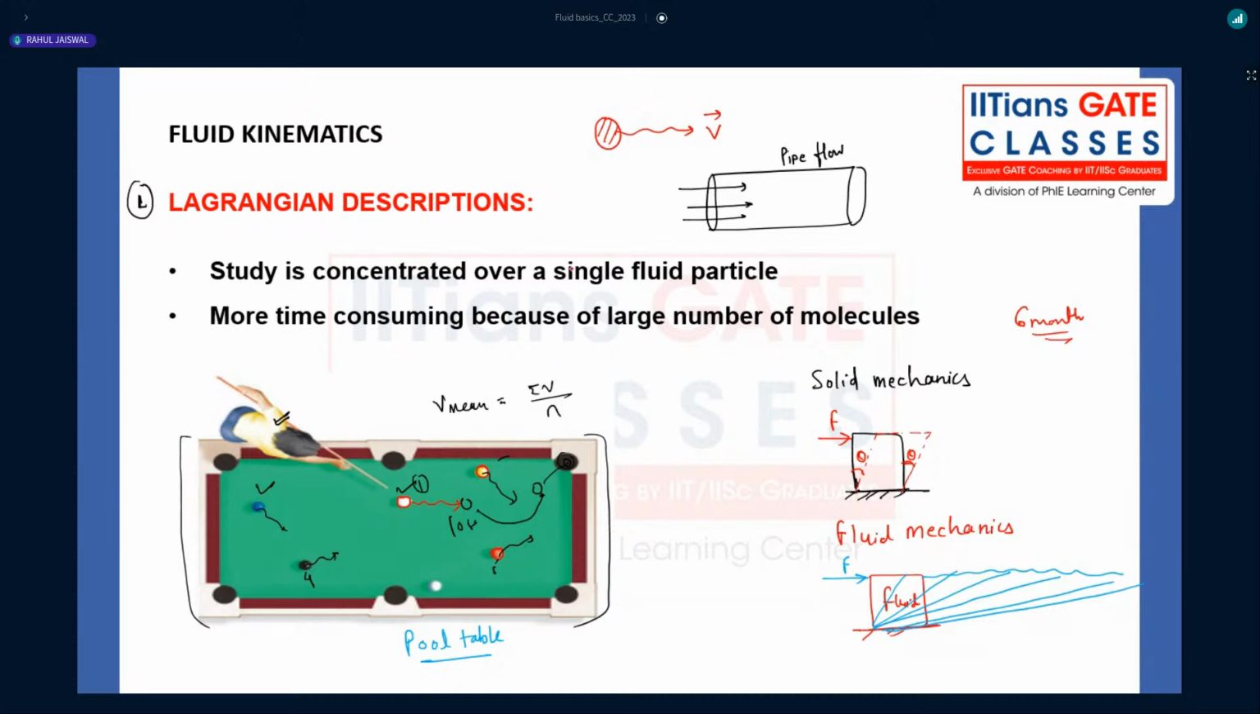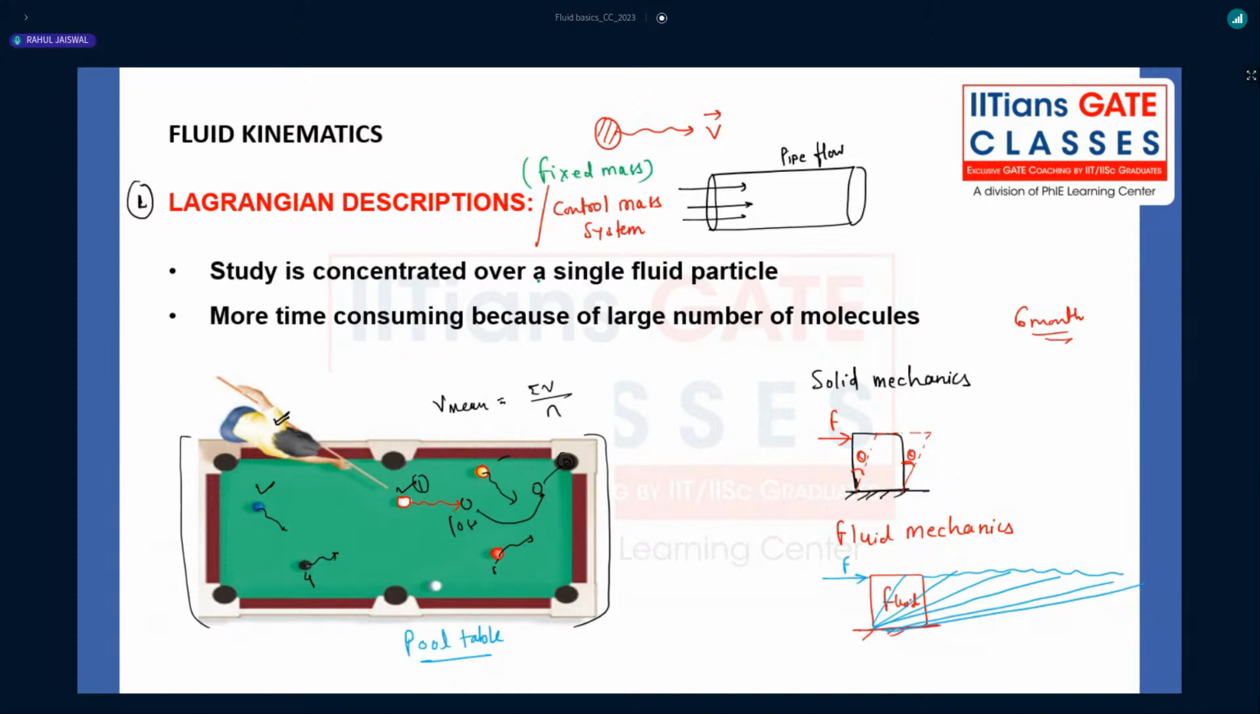The Lagrangian description we also call a control mass system. This thing you will understand in thermodynamics also. That is basically a fixed mass system, fixed mass system or control mass system, right? So these are the things.